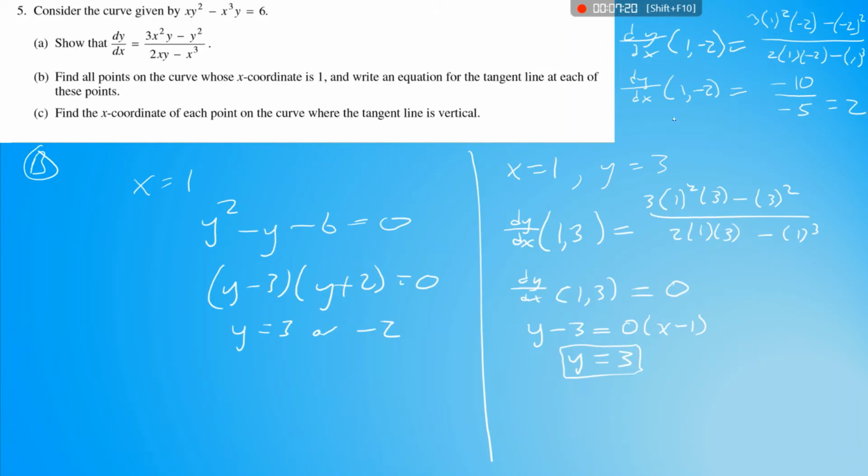So what would our tangent line equation be? y plus 2 is equal to 2 times x minus 1. Okay, it gives us our two tangent line equations. Any questions on what we did here? Okay. And the last part?